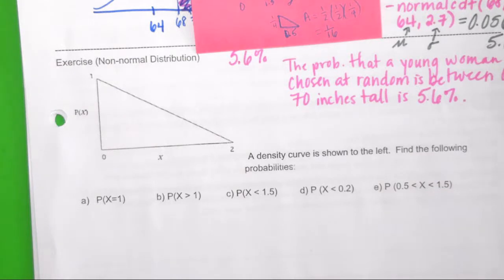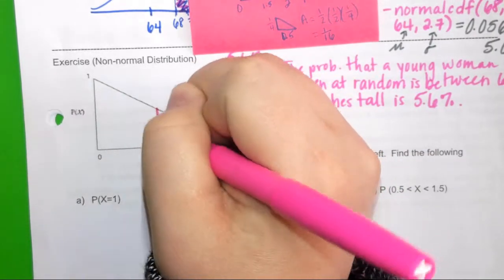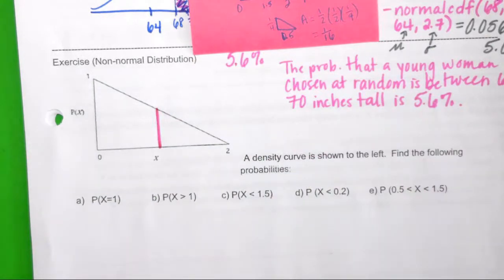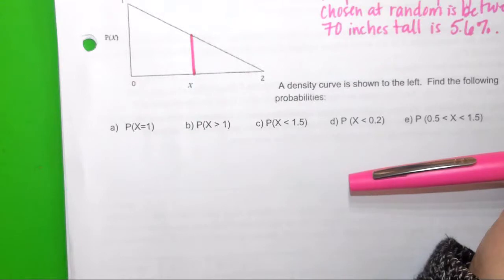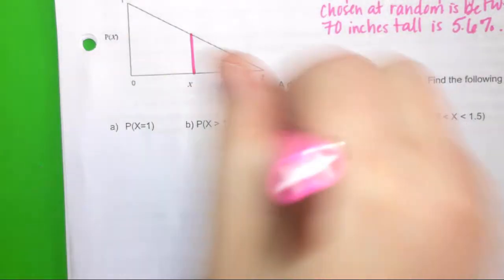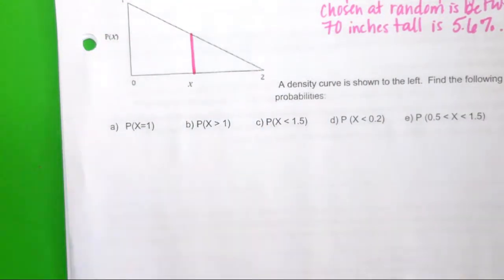We're given this non-normal distribution. We're going to call it a curve, but clearly it's a triangle. We need to find the following probabilities. The probability that x equals 1. So that's going to be right here. What's the probability of that? The area under the curve, or the area under the triangle, is 1. We're reading it on the bottom, the way we're reading the others.